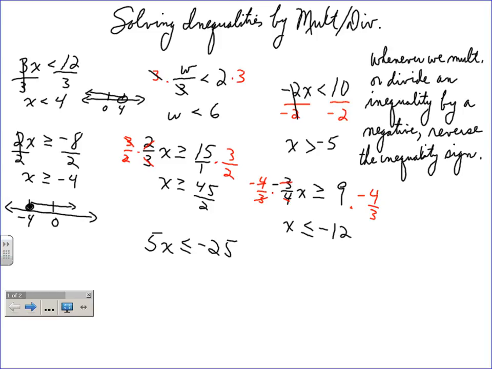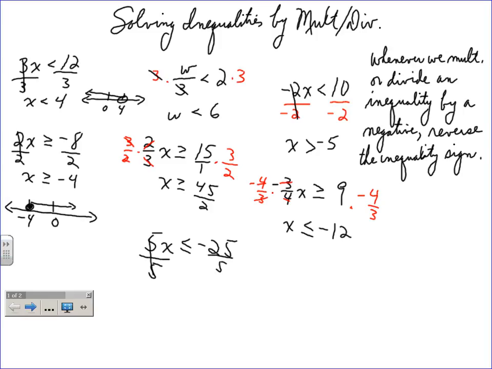If I write 5x is less than or equal to negative 25, am I going to reverse the inequality sign when I divide? Am I? No. Because I'm dividing by 5, I'm not dividing by a negative. Even though there's a negative over on the right side, when I divide, I'm going to divide by a 5, not a negative.